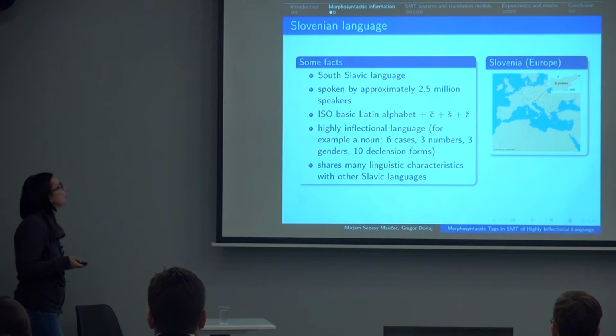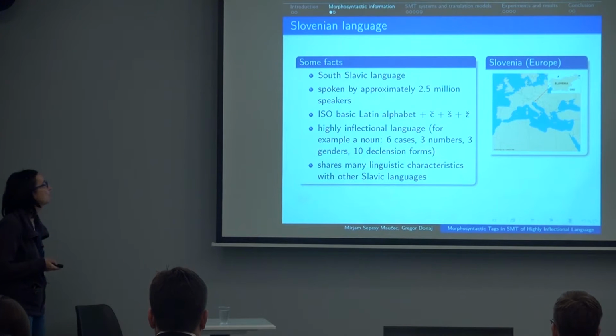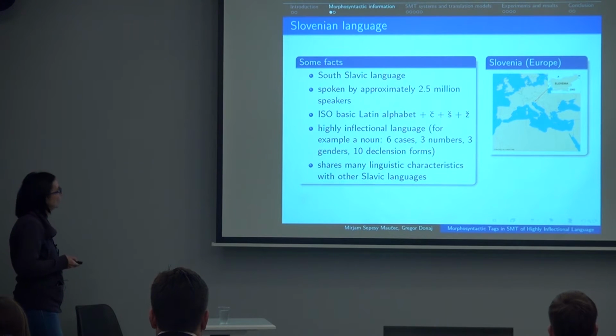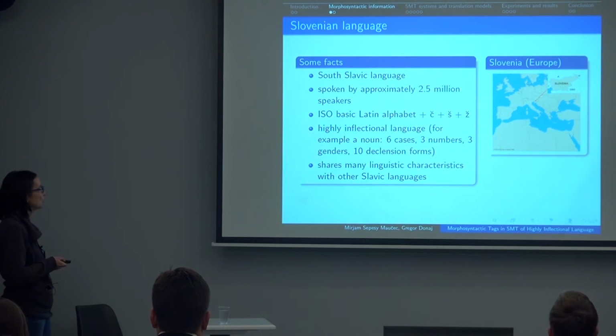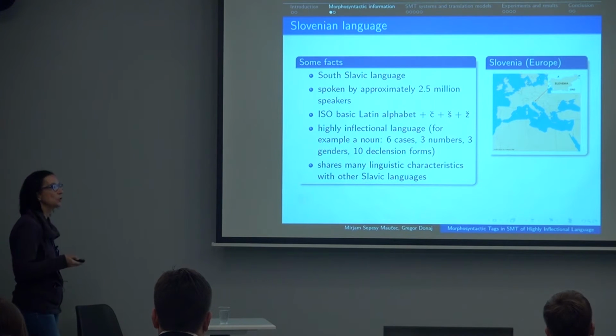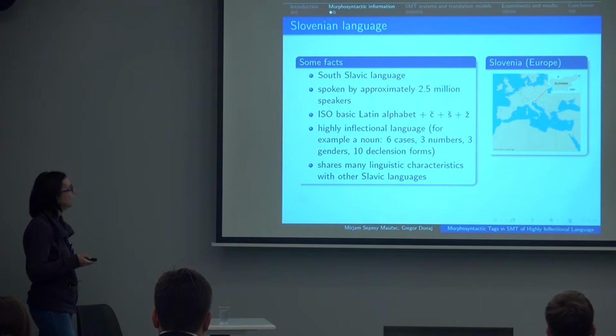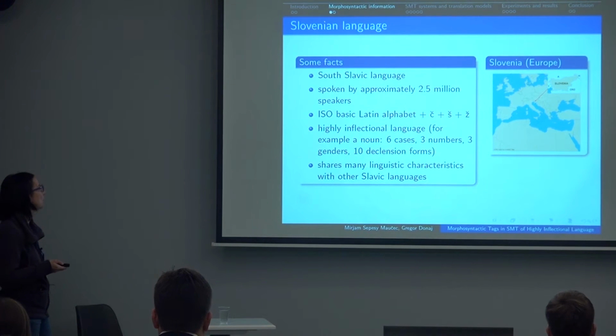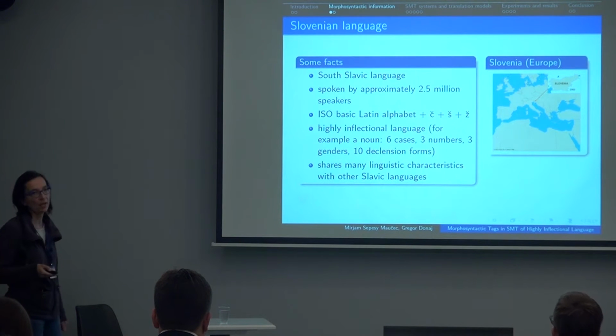Let me say some words about the language in our research. It is the Slovenian language. It belongs to the South Slavic family of languages. It's spoken by only approximately 2.5 million speakers, mainly from Slovenia. It uses the basic Latin alphabet with 3 additional letters, č, š, ž. It is a highly inflectional language. For example, for a noun, we have 6 cases, 3 numbers, 3 genders, and a noun can have 10 different declination forms. But the Slovenian language shares its linguistic characteristics with many other Slavic languages.